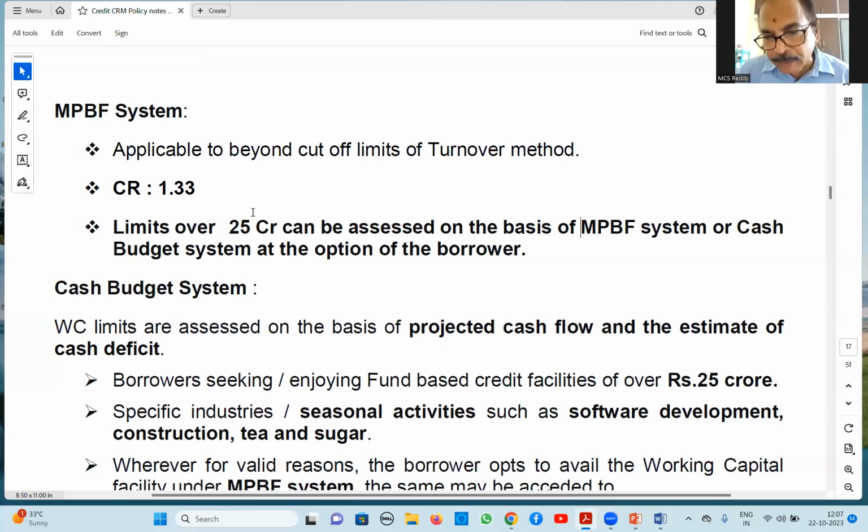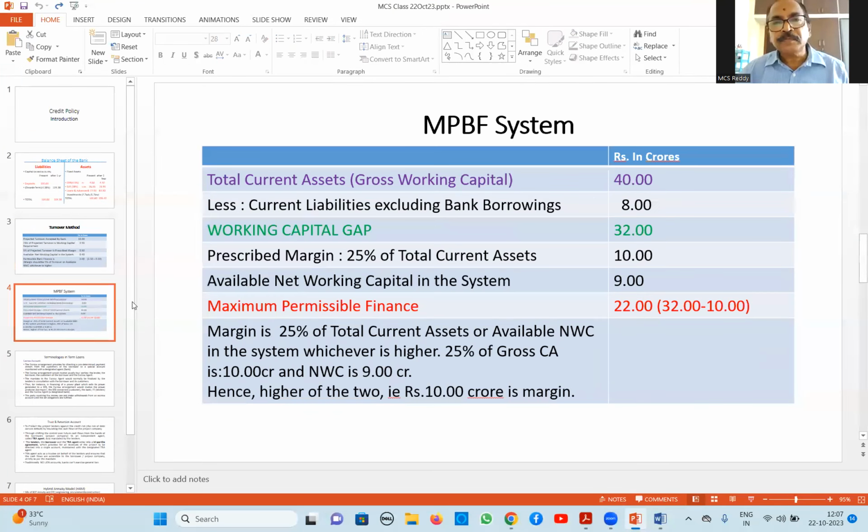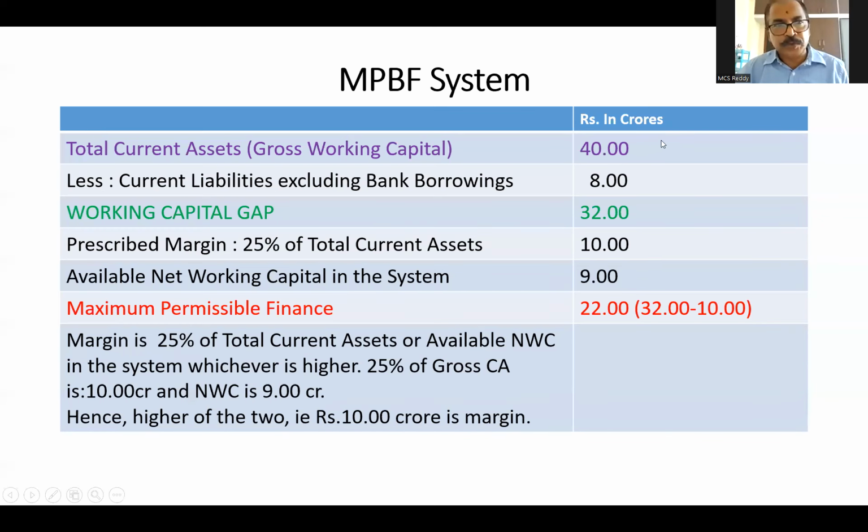Now, how to calculate this MPBF? I will show you the MPBF system. Total current assets, we call it gross working capital. Total current assets, it is 40 crores. Less current liabilities excluding bank borrowings, it is 8 crores. It is given as an example. Then comes the working capital gap, 32 crores.